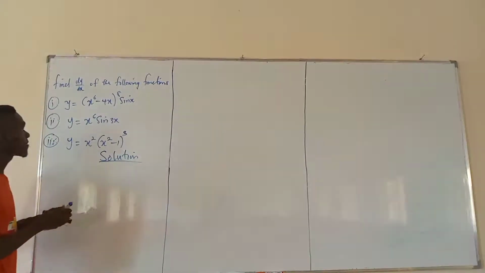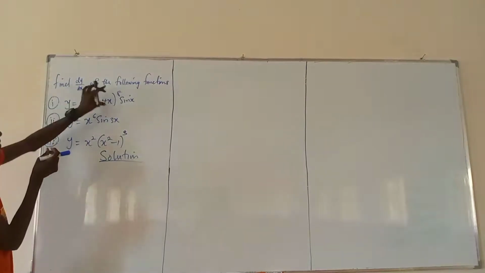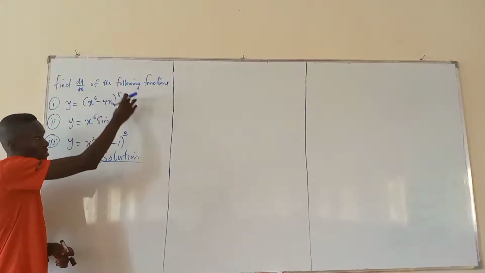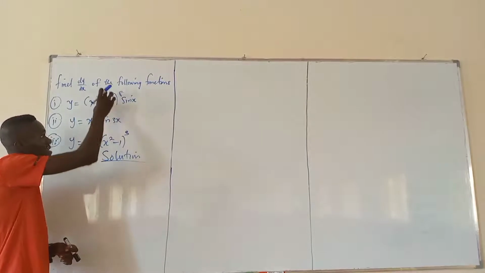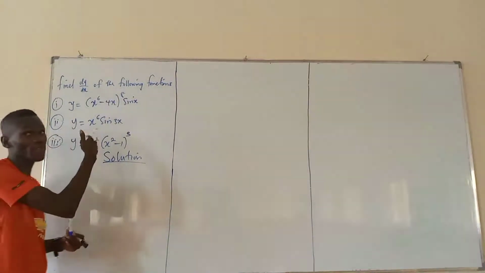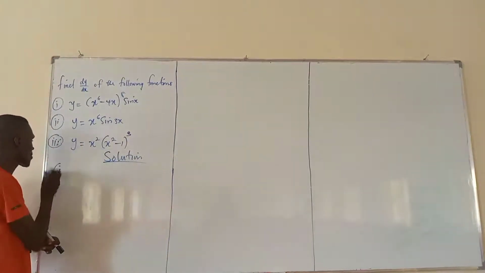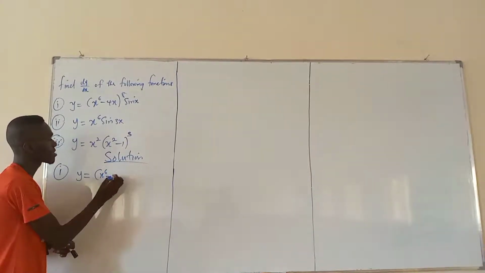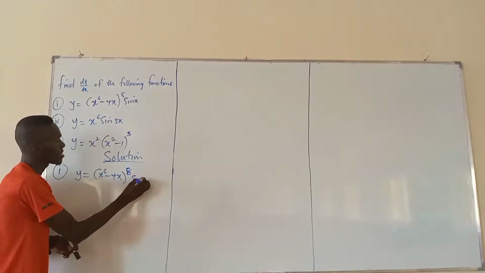For the first one, if you observe very well, we have functions of a function. I have a certain function raised to a power multiplying itself with a trigonometric function. So this is a product rule, but I'm still having chain rule in it. Since we've already known how to do the shortcut for chain rule, we'll make it simpler. Let's start from the first one. y is equal to (x^6 minus 4x) raised to power 8 times sine 3x.